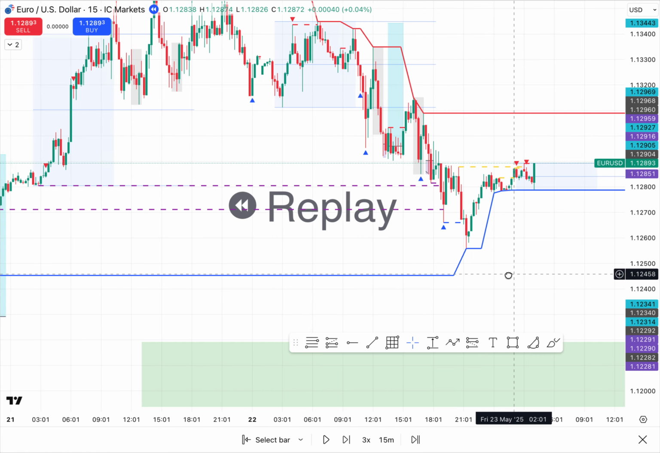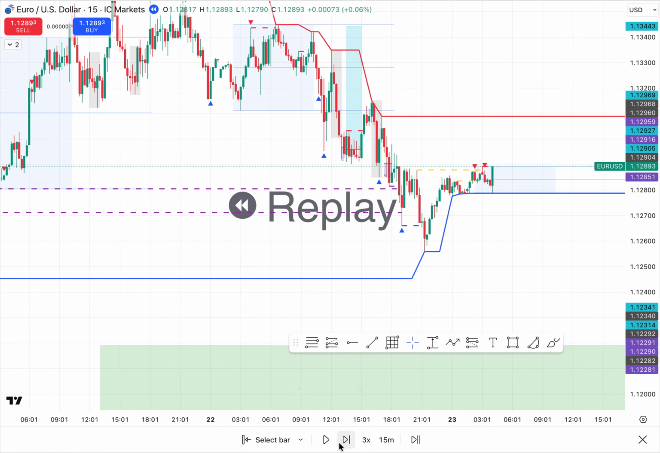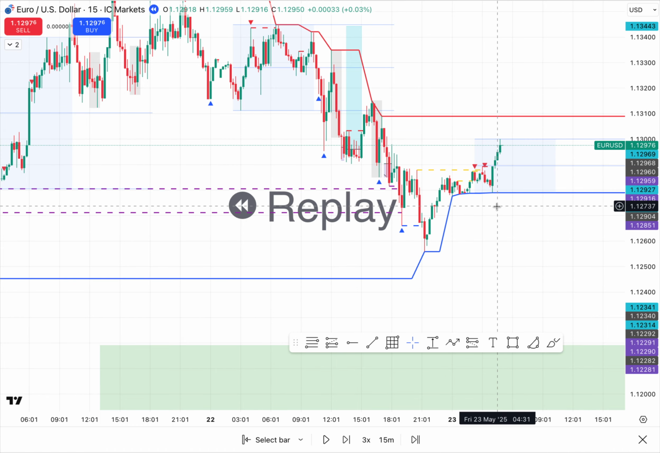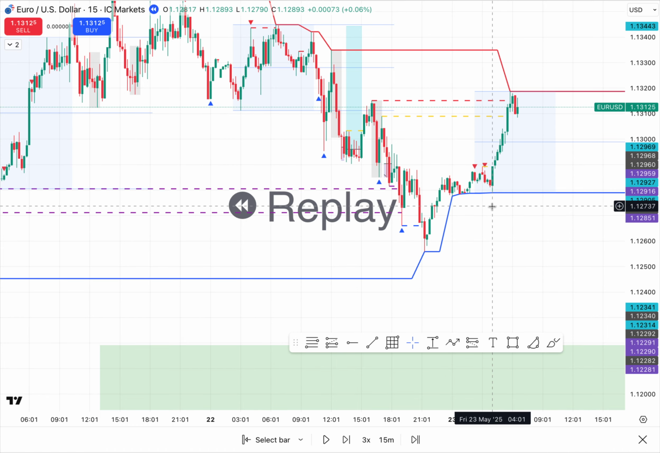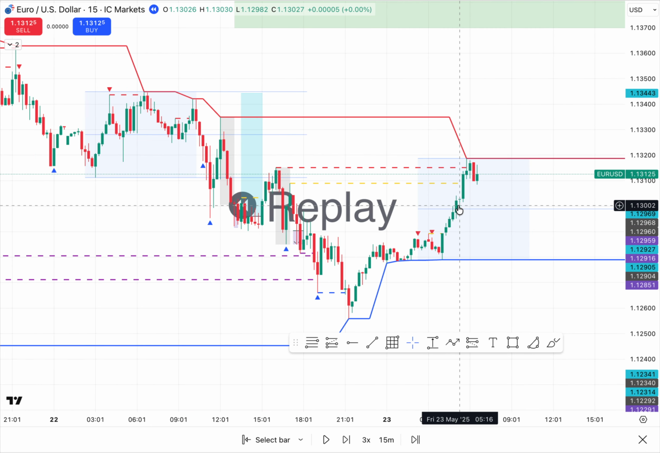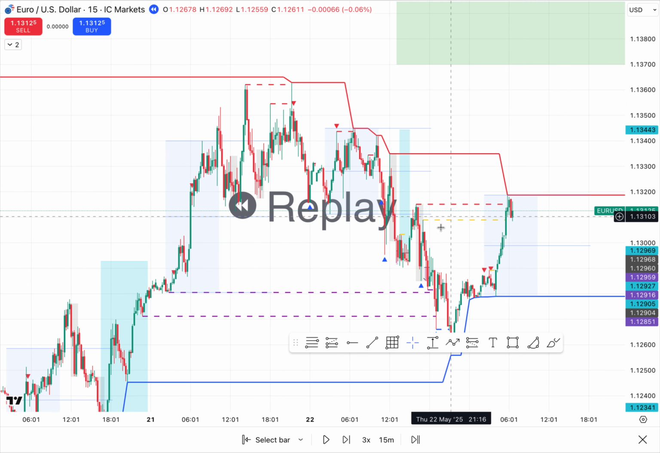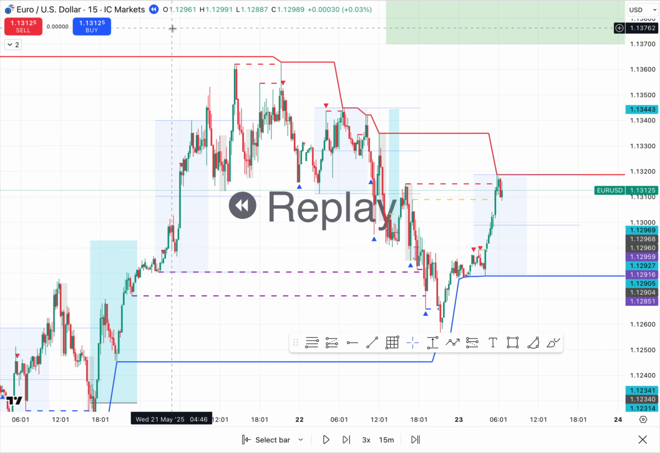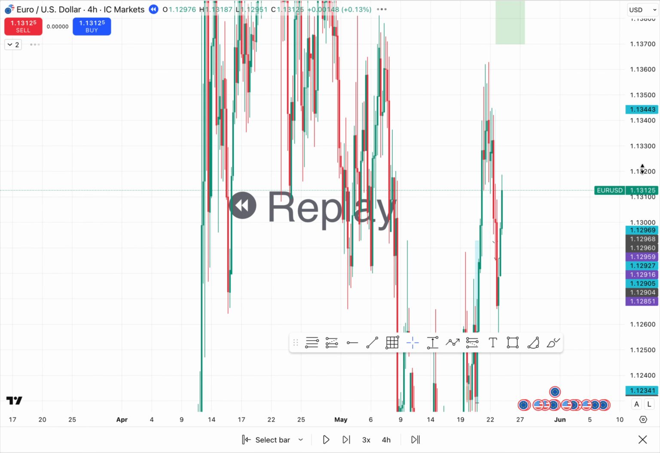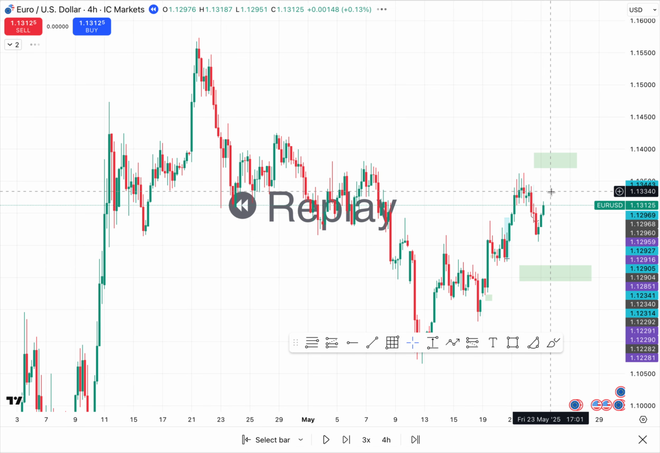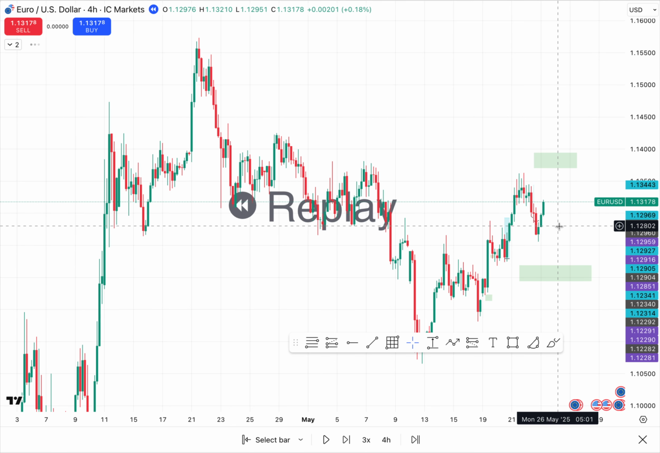So we saw a little wiggle. There we go, in the morning at 4 a.m. Classic 4 a.m. move, taking some liquidity. We're seeing the reaction. We want all of these break and retest traders from 4 hours coming in.